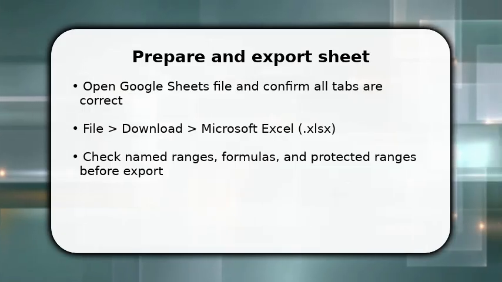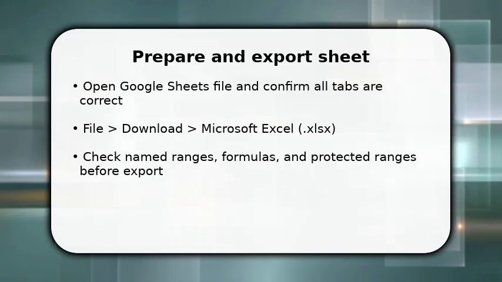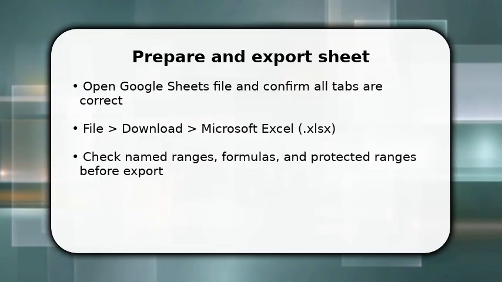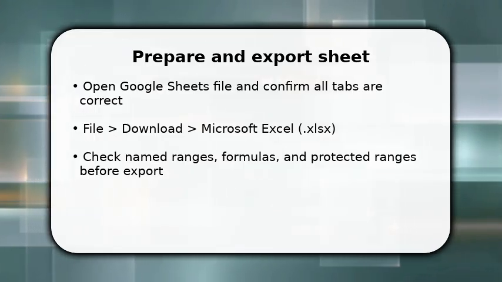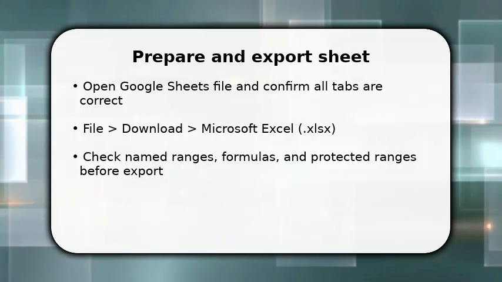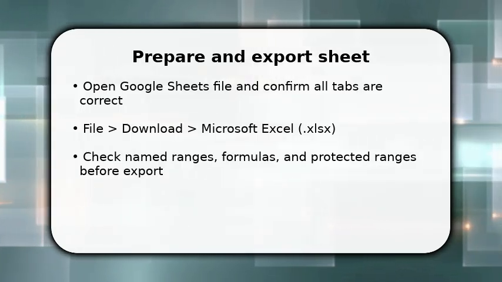You start by opening the specific Google Sheet you want to convert. Make sure the data layout and tab order are final. This prevents misalignment later. Next, go to File, choose Download, then Microsoft Excel, XLSX. That action creates a local copy compatible with Excel.